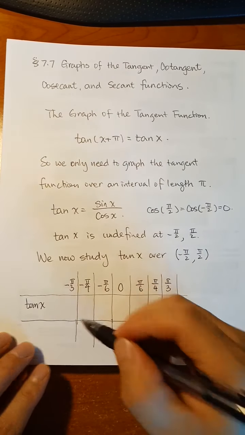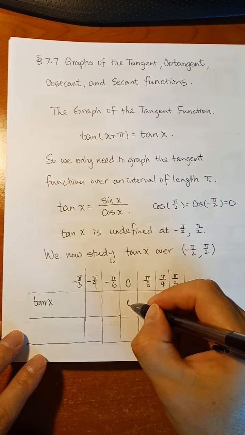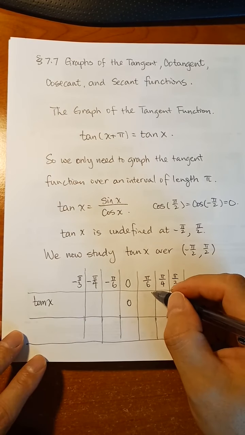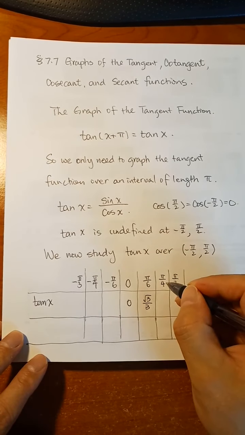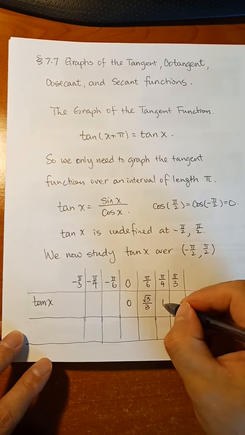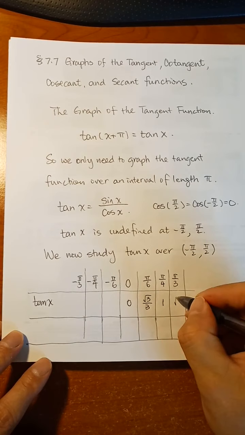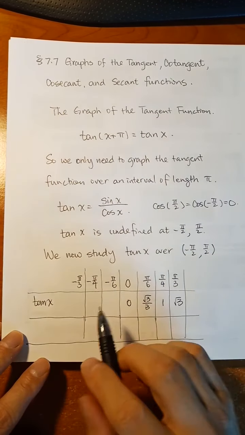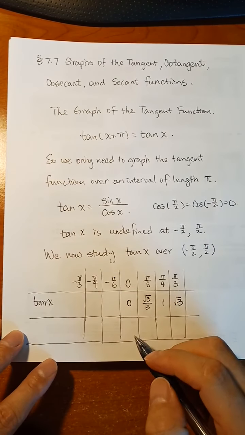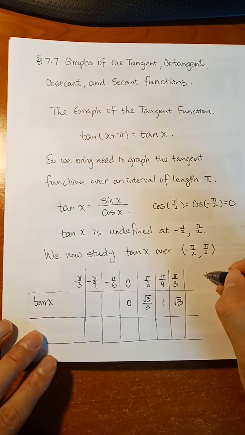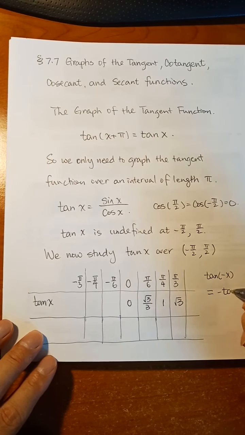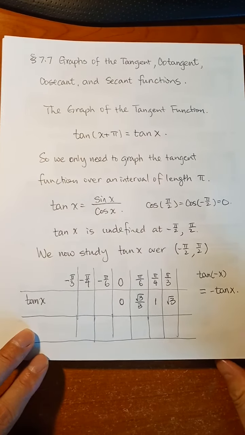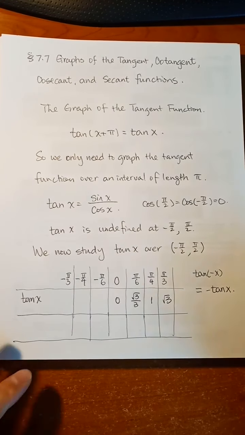Let's make it complete. Okay, so we know that tangent of 0 is 0. Tangent of pi over 6, tangent of 30 degrees, is square root of 3 over 3. Tangent of pi over 4 is 1. Tangent of pi over 3 is square root of 3. And we also know that the tangent function is an odd function. What is an odd function? Tangent of negative x is equal to negative tangent of x. This is what we mean. Tangent is an odd function.